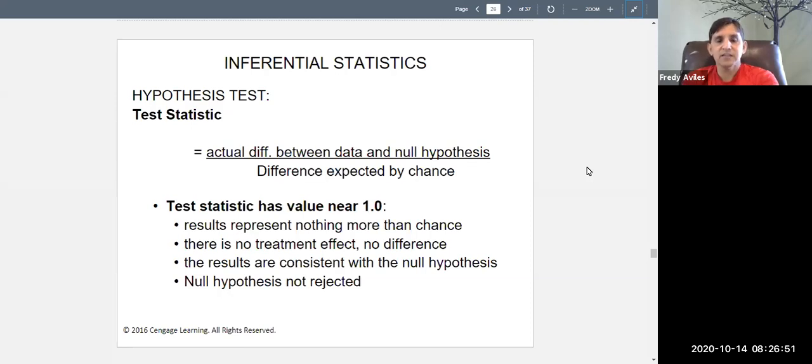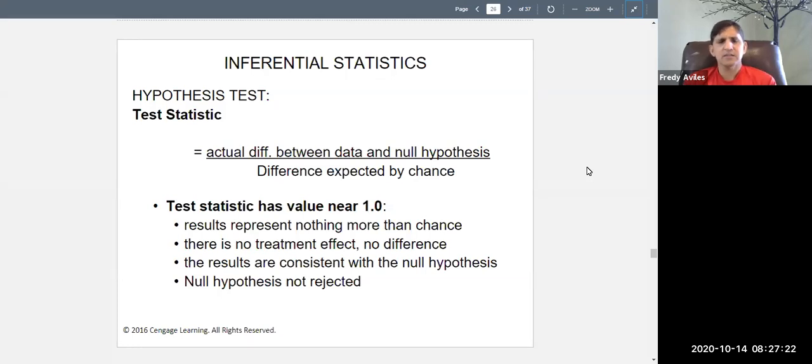Okay, so if the test statistic equals a value near 1, that means your results represent nothing more than chance. That means that what you found and what's expected by chance is pretty much the same. So in other words, it's chance, okay? There's no treatment effect. There's no difference, okay? The results are consistent with the null hypothesis. You do not reject the null hypothesis. There is no difference. Okay, the null hypothesis is not rejected.